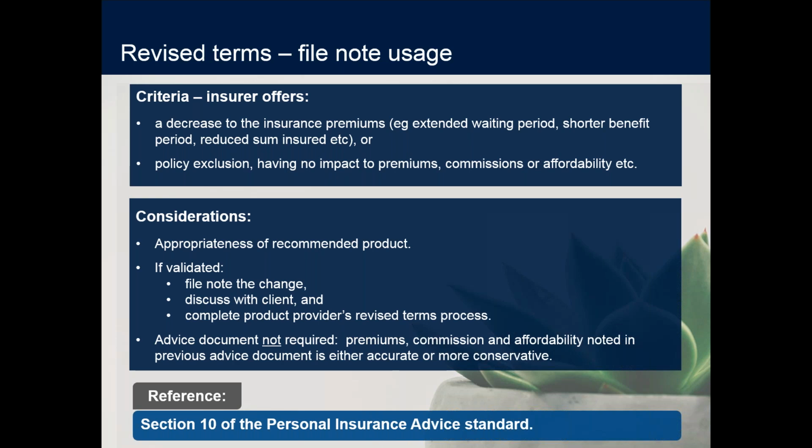there's an excluded item or items, or it's going to be more conservative, i.e. less premiums being paid because the insurer is obviously offering something that's going to decrease the amount of premiums the clients need to pay. So as a result, we can rely on the previous advice document, and when these revised terms come in, we can utilise a file note. But don't forget, inform your client, complete the process for revised terms of the product provider.